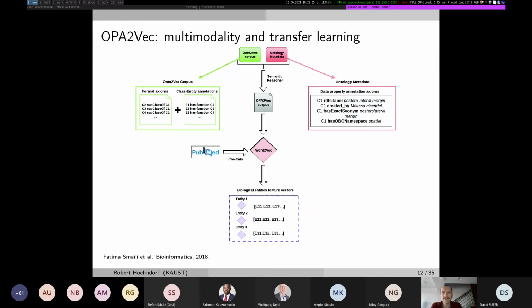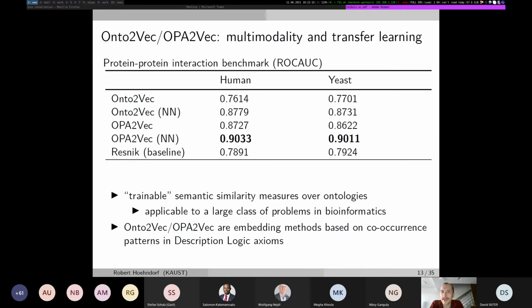and the metadata. And we tested this on a relatively popular benchmark to predict protein-protein interactions based on functional similarity in the Gene Ontology. And our baseline method, and this was the state of the art at this point, was this Resnik semantic similarity measure. And this was performing quite well, and you get a ROC AUC of about 0.8, roughly in human and yeast for this.